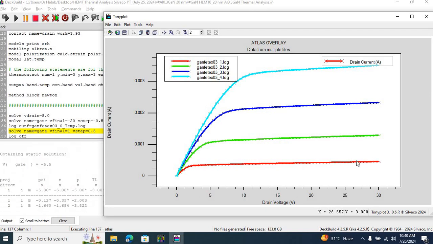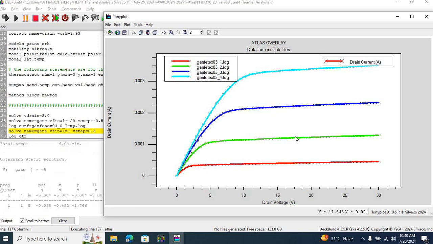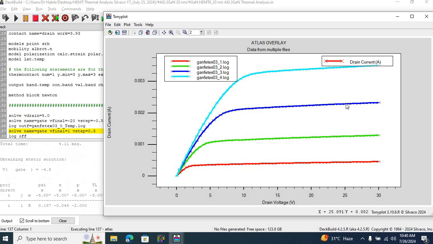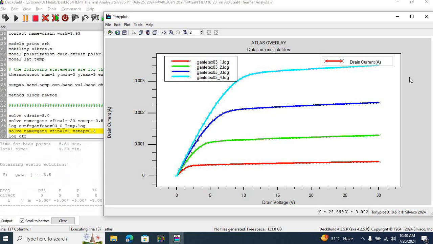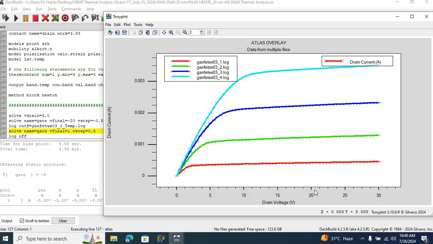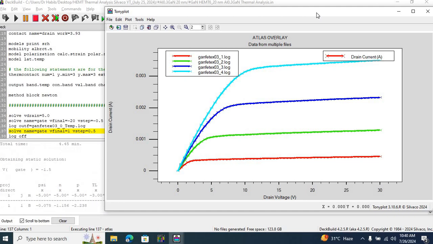This one is at a gate voltage of minus 6 volts. The red one, the green one, is at a gate voltage of minus 4 volts. This blue one is at a gate voltage of minus 2 volts, and this cyan one is at a gate voltage of 0 volts. So if we go towards more positive voltages, we see higher drain currents versus drain voltage for this GaN HEMT structure.